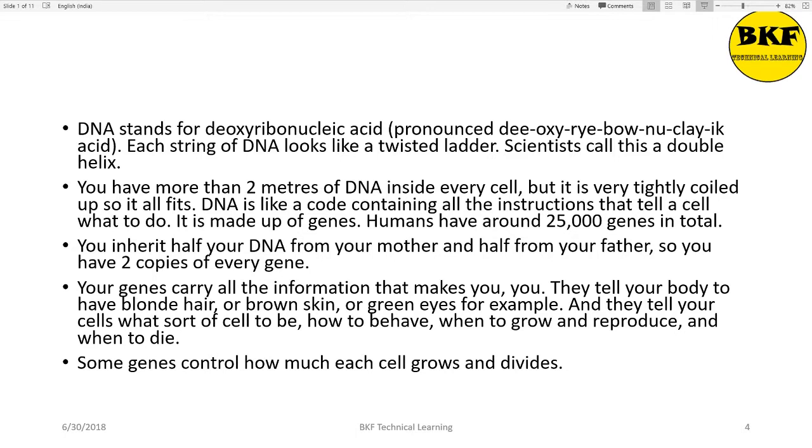You have more than 2 meters of DNA inside every cell, but it is very tightly coiled up, so it all fits. DNA is like a code containing all the instructions that tell a cell what to do. It is made up of genes. Humans have around 25,000 genes in total. You inherit half your DNA from your mother and half from your father, so you have 2 copies of every gene. Your genes carry all the information that makes you, you. They tell your body to have blonde hair, or brown skin, or green eyes, for example. And they tell your cells what sort of cell to be, how to behave, when to grow and reproduce, and when to die. Some genes control how much each cell grows and divides.